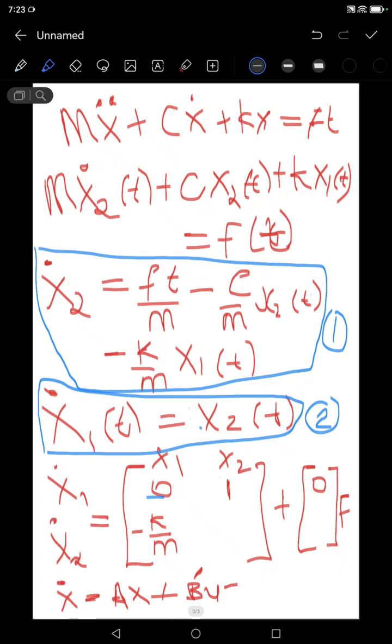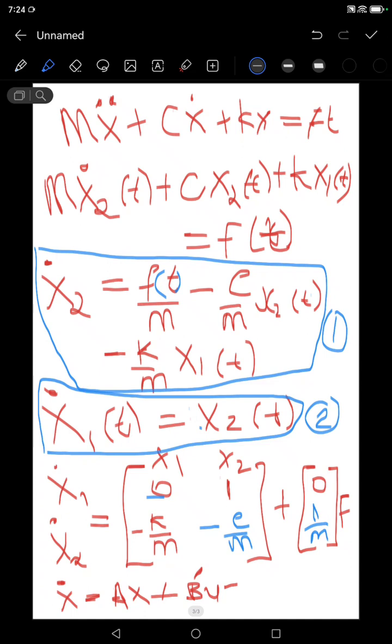And now we go to x2 dot, and then we check x1. Our x1 is negative k over m, and then we check x2. X2 is going to be negative c over m. And then for the force, we have positive F of t over m, so it's going to be 1 over m multiplied by F, which gives us F of t over m.